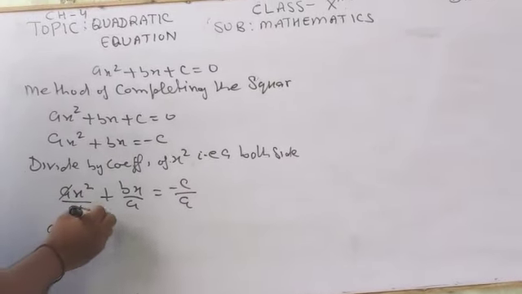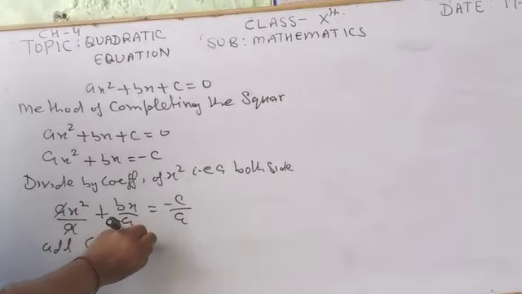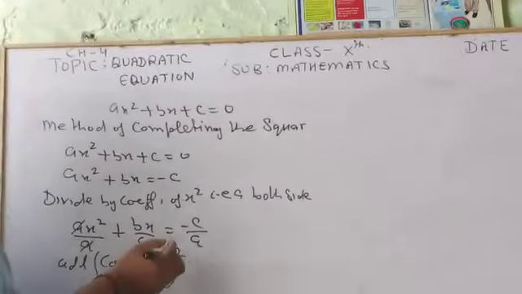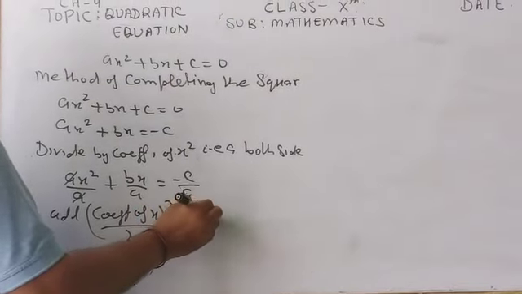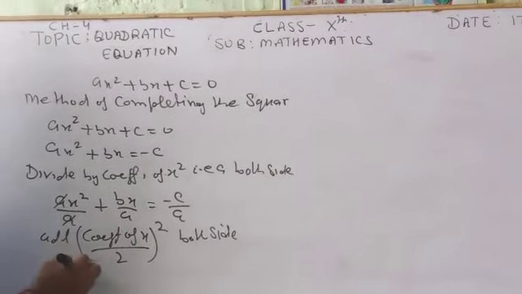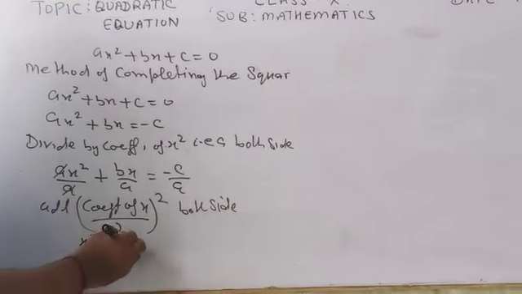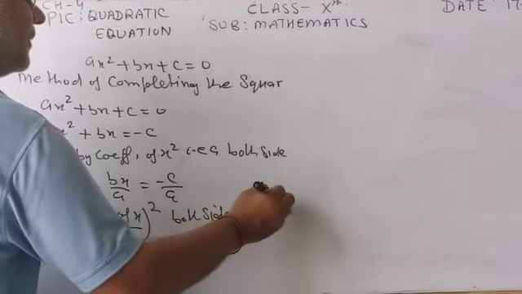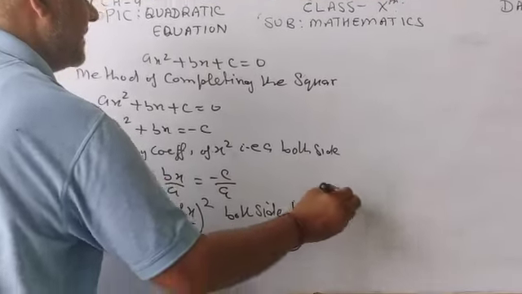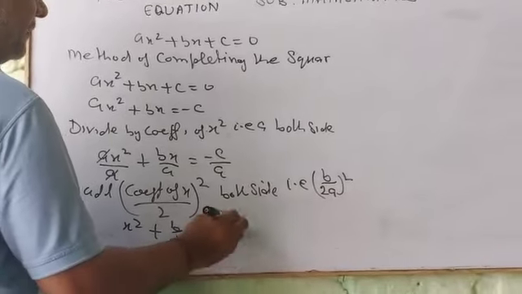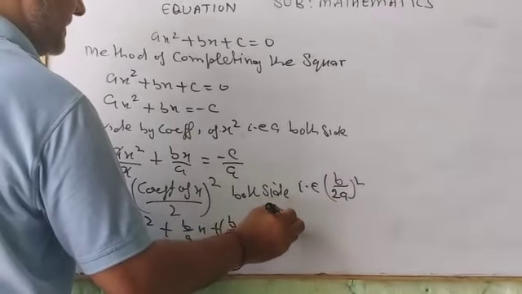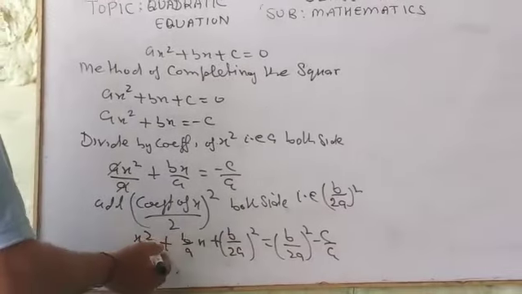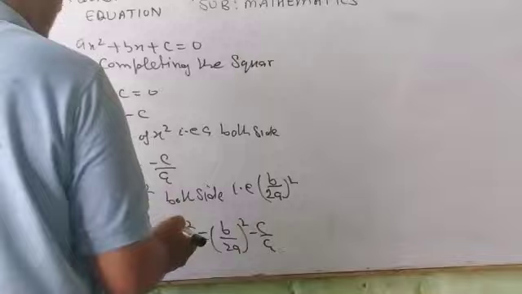Add the square of half the coefficient of x to both sides. We get x square plus b upon a x plus b upon a divided by 2 whole square, so plus b upon 2a whole square on both sides. So look here, this is completing the square.